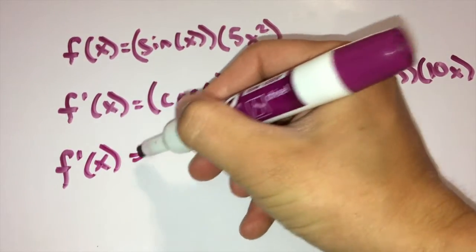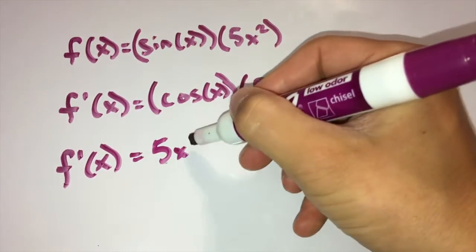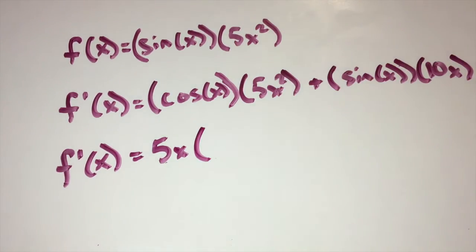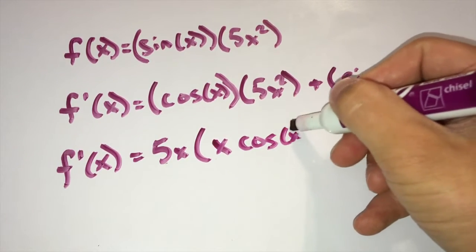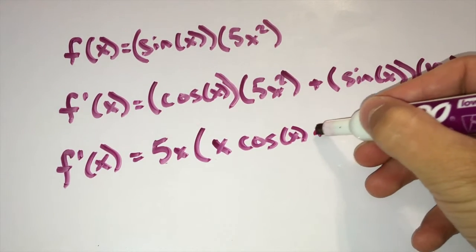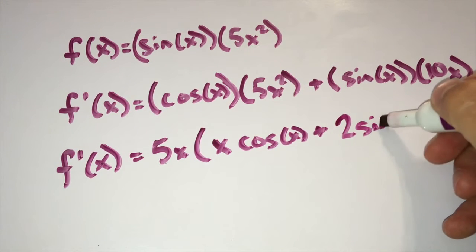We can pull a 5x out of both terms here. So we'll have 5x times x cosine of x plus 2 sine of x.